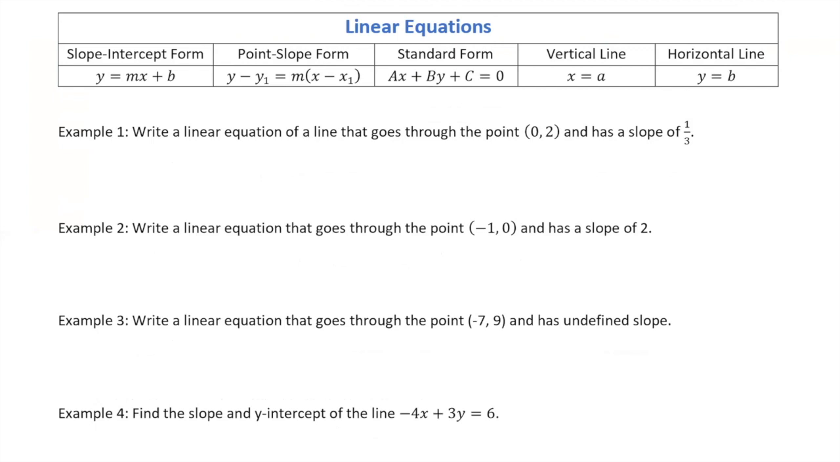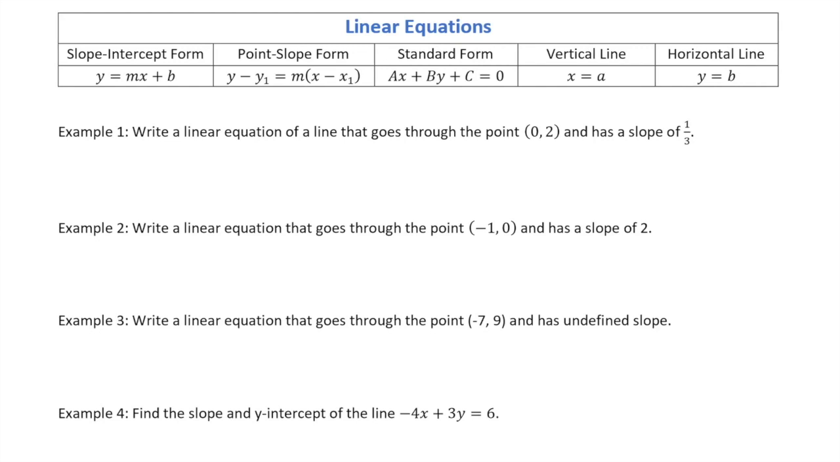Everyone. Today we are looking at different types of linear equations. So we've got the slope-intercept form, point-slope form, standard form, and then you've got a vertical line or horizontal line. So the first thing we have to do is write a linear equation of a line that goes through the point 0, 2 and has a slope of 1/3.